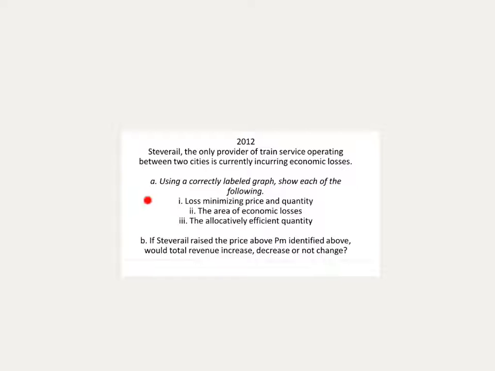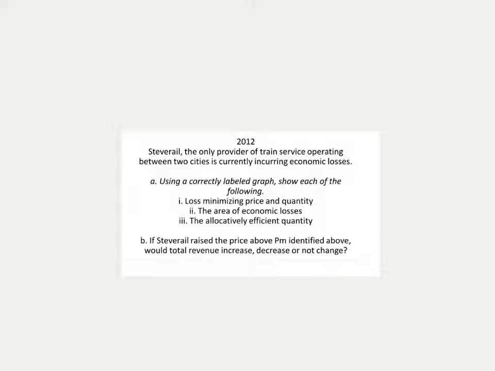The first thing we're asked to do is what we're always asked to do first when we have to draw a graph, which is to label a correctly demonstrated graph. We have to do the loss minimizing price and quantity, so that's going to be where MR equals MC. We can call it profit maximizing, loss minimizing, same quantity. We're also going to shade the area of economic losses, and we're going to establish the allocatively efficient quantity.